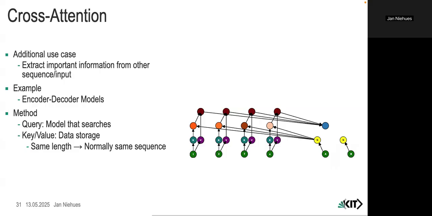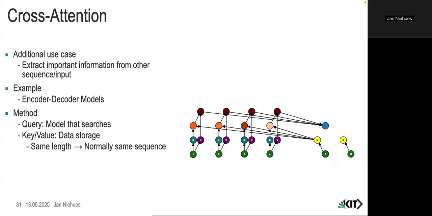So what you're doing is, the query is the model that searches, and the keys and values are your data storage. One important thing, of course, is that the keys and values have to have the same length, because you need exactly one weight for each value. You generate one weight for every key. So keys and values need to be from the same sequence. And for the queries, you have individual queries, and the number of queries is independent of the number of keys and values. That's why you can use one sequence for your keys and values and another sequence for your queries.